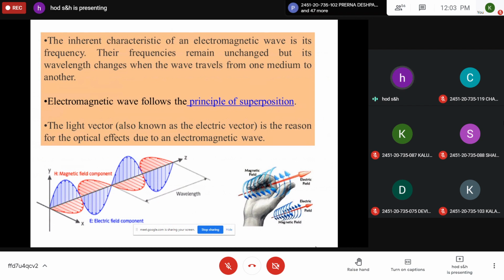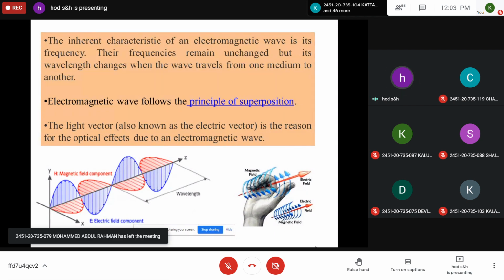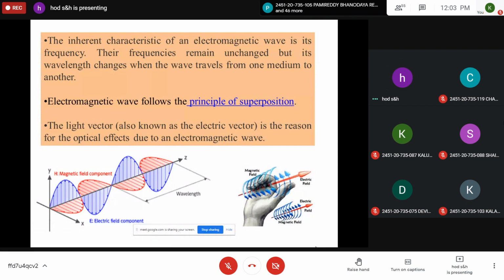The inherent characteristic of an electromagnetic wave is its frequency. The frequency range is unlimited, from 10^4 hertz to 10^20 hertz. The frequency remains unchanged, but the wavelength changes when the wave travels from one medium to another. This is the beauty of electromagnetic waves: the frequency will not change, but the wavelength will. They follow the principle of superposition.